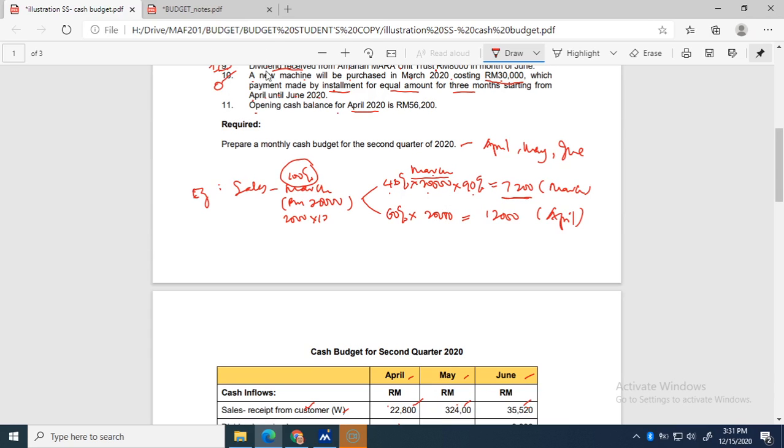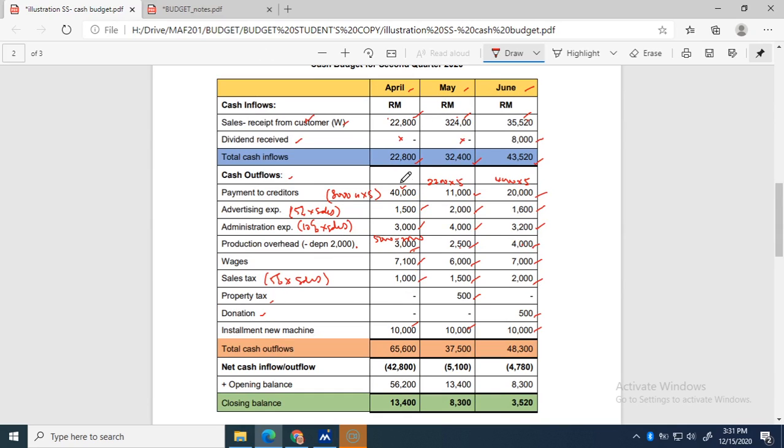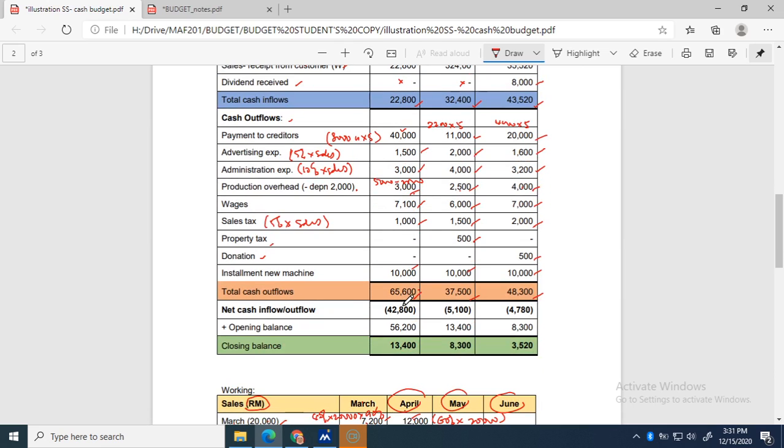Now we total up all the balances. Okay, total the outflow for April, you will get 65,600. May you get 37,500, and June you get 48,300. Okay, now get the net cash inflow or outflow. That means the surplus or deficit. If negative, it is deficit. 22,800 minus 65,600, you get deficit 42,800. So put in the bracket since this is deficit. Cash inflow 32,400 minus the 37,500, so deficit also, 5,100 for May. How about June? 43,520 minus 48,300, so also deficit 4,780 for June.